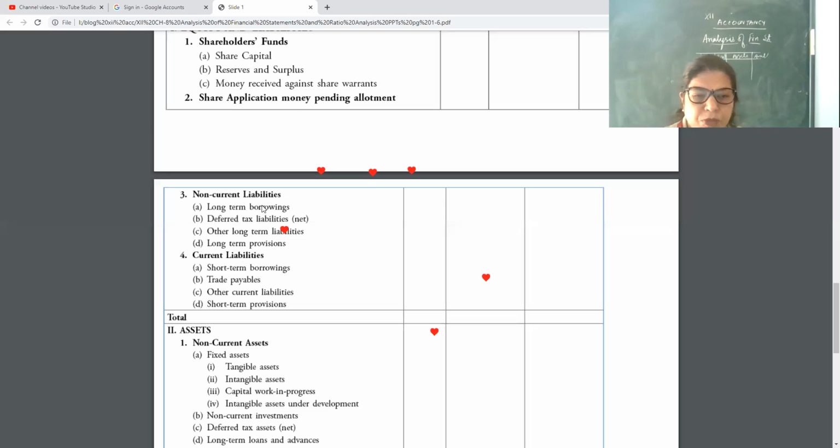Now current liabilities, see, it's very easy to learn. Current liabilities means the liabilities which are payable within the year. Generally, current liabilities are also known as short-term liabilities. Short-term means we have to pay within a year. So short-term borrowings, trade payables (in old books, in place of trade payables, creditors were given), other current liabilities like outstanding expenses, unearned income, etc., and short-term provision. And here the total of the liability side is over.